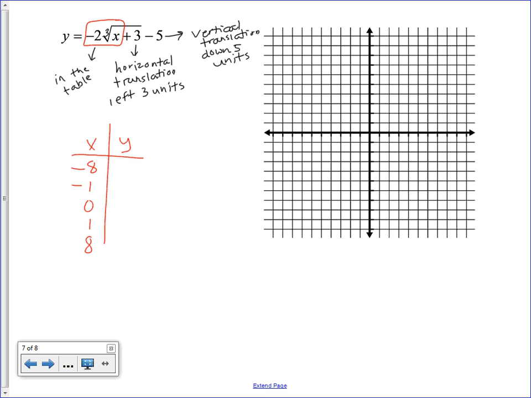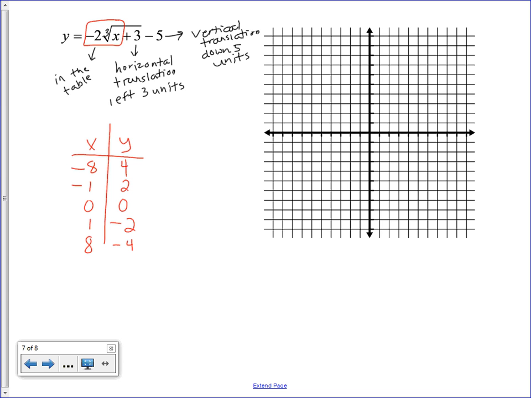So the cube root of -8 is -2, and -2 times -2 is 4. The cube root of -1 is -1, times -2 is 2. 0 times -2 would be 0. Cube root of 1 is 1, so then when we multiply it, it's -2. Cube root of 8 is 2, so when we multiply it, it's -4.